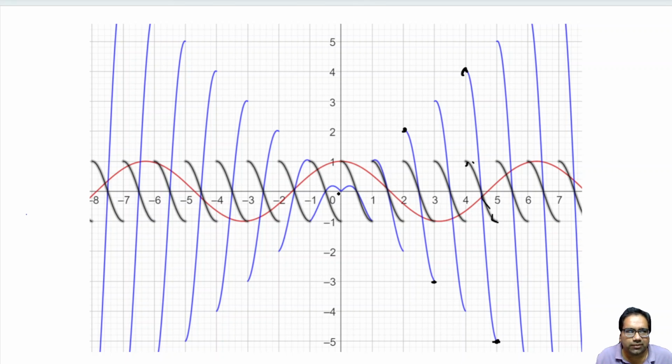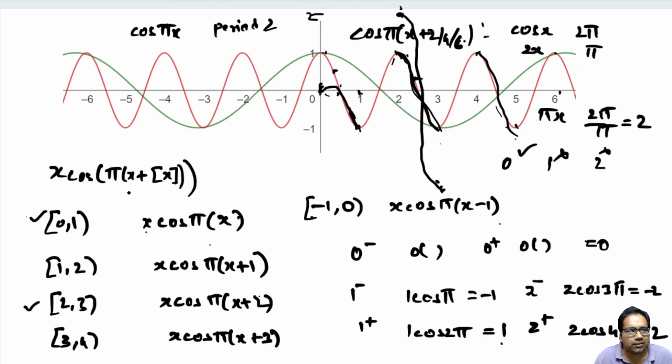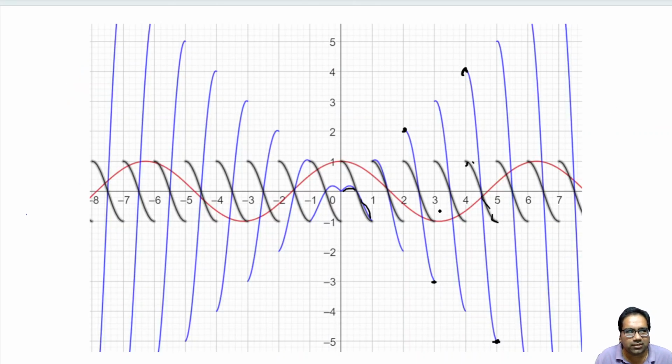So between 0 and 1, this blue one is our x cos pi x plus greatest integer function of x. Please look at the blue one. Between 0 and 1 we have figured out that is this. Between 2 and 3 we have figured out that is this. Between 4 and 5 we have figured out that is this.